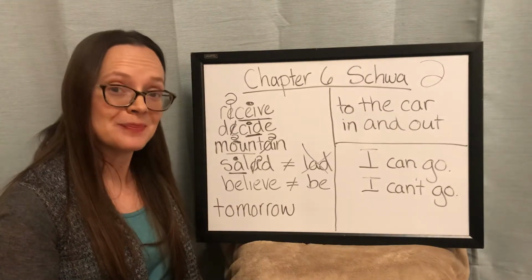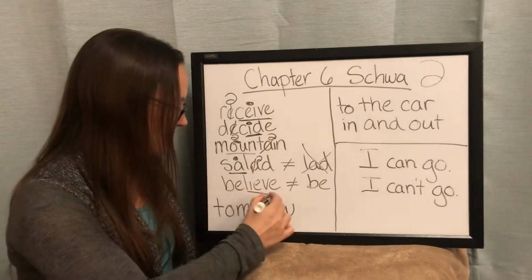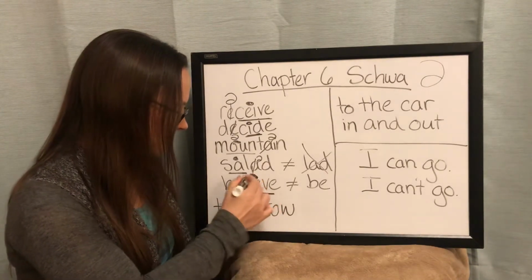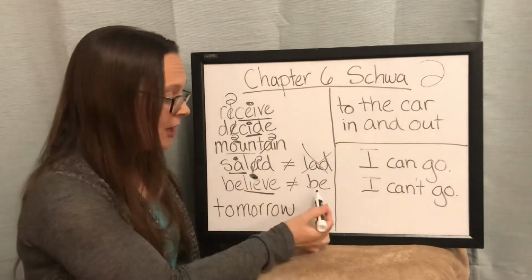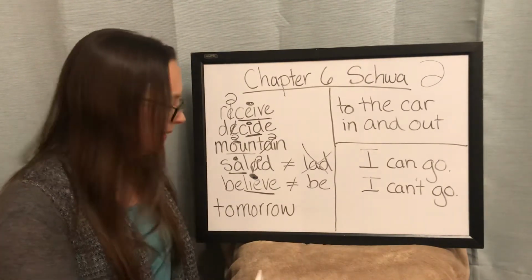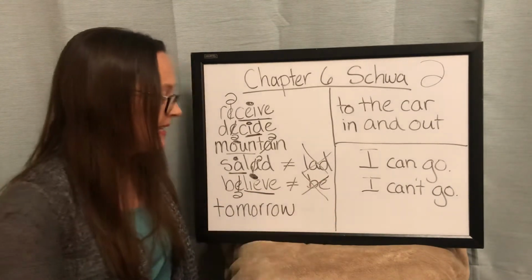Okay, try this one. Believe. Good. The important part is "leave." Nice. Now this has "be" on the beginning, and we know that word in English. We often use the word "be." But let's try to make that a schwa sound. Let's not pronounce it as "bee." Let's pronounce it "buh."